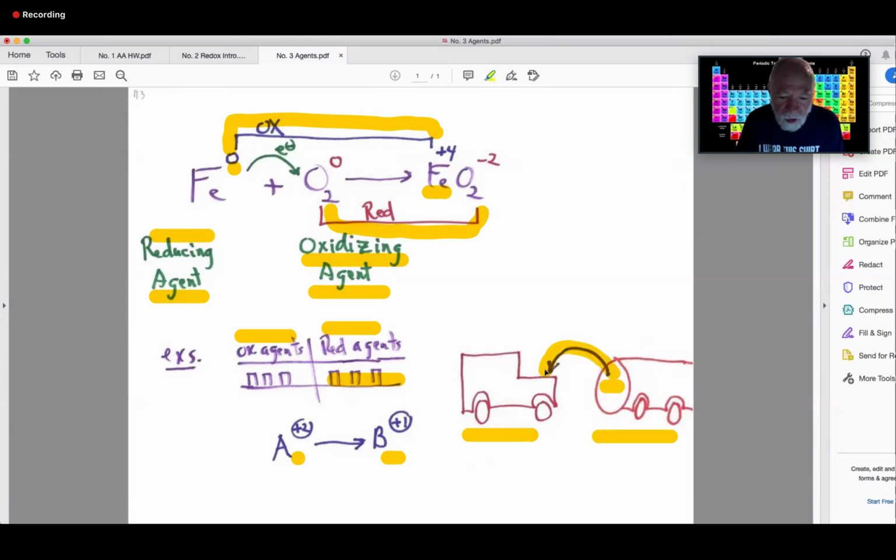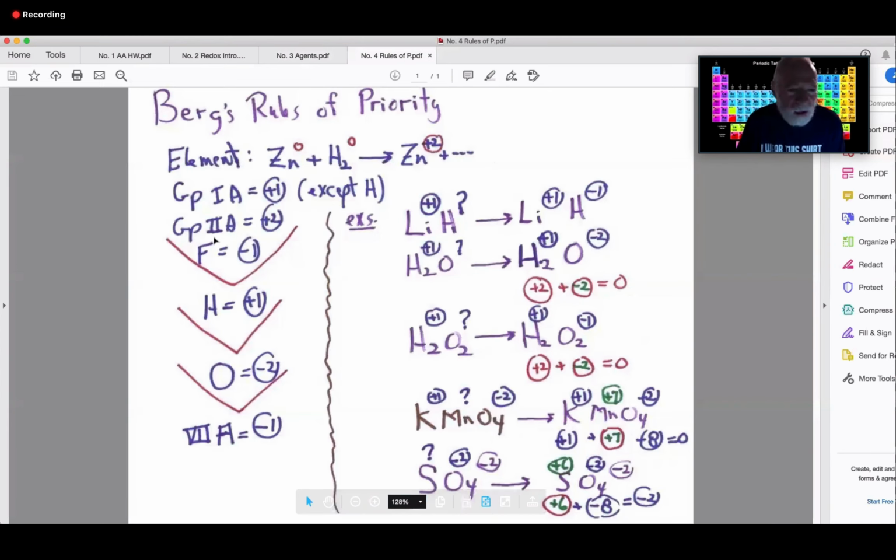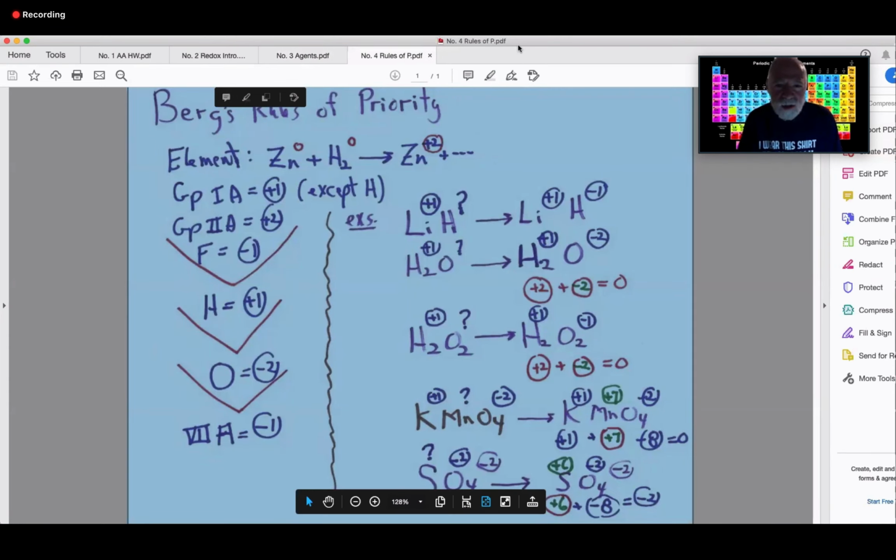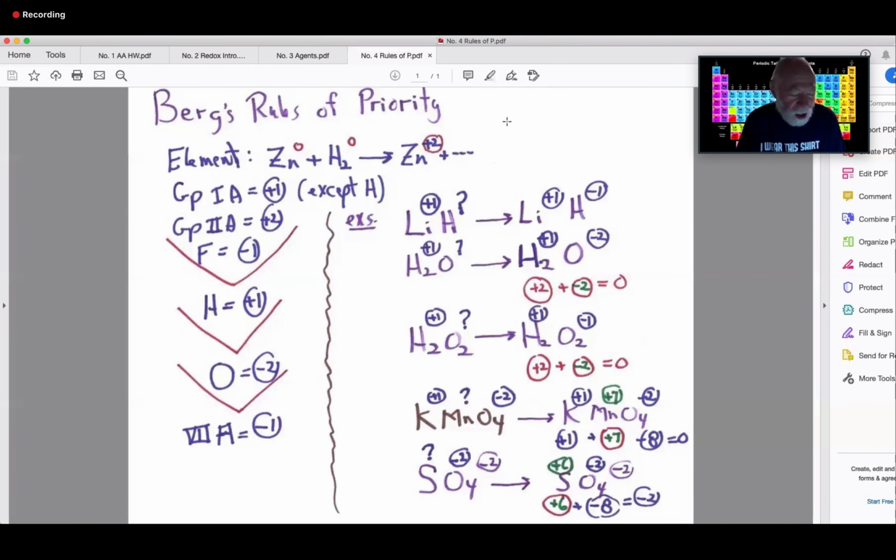What's it going to do? It's going to oxidize your car. You could care less what happens to the chemical, you care what happens to your car. So an agent tells you what it's going to be doing to you. Now, in order to do oxidation reduction problems, you have to be able to assign oxidation states to the chemicals.